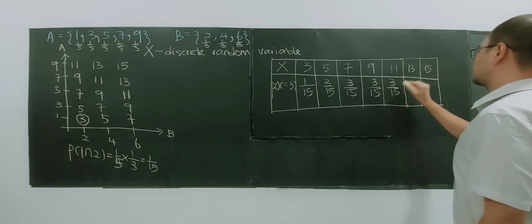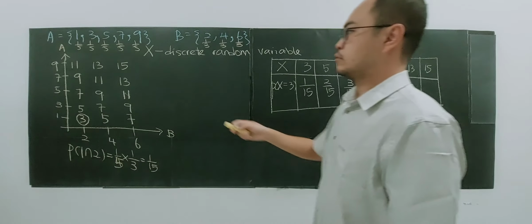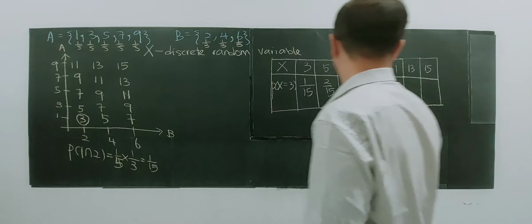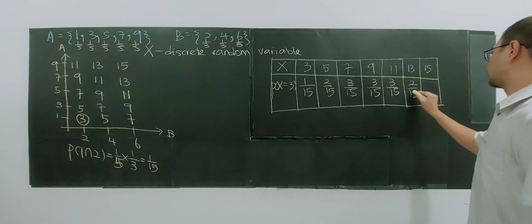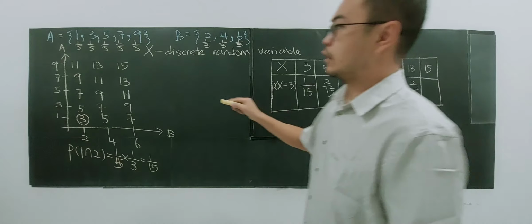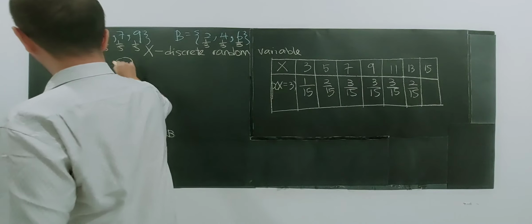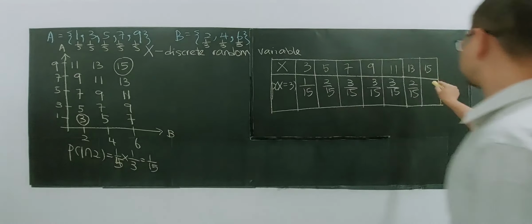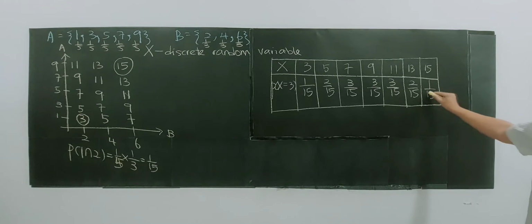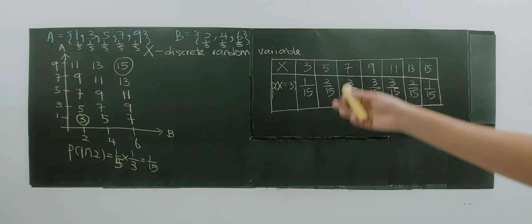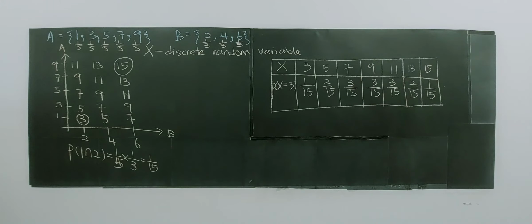And 13: you have 2 out of 15. Followed by the last one, 15, the biggest score here, which will be 1 out of 15. So I have already constructed the probability distribution of random variable x.